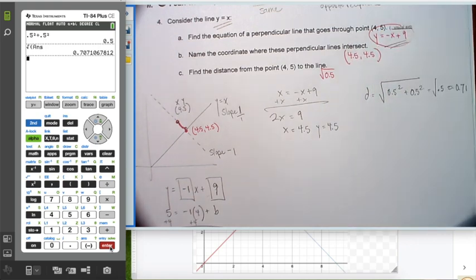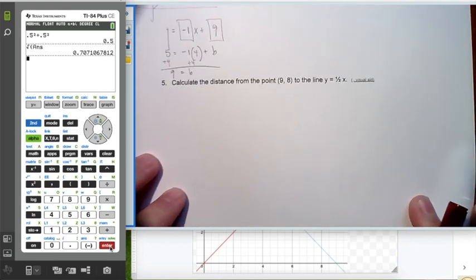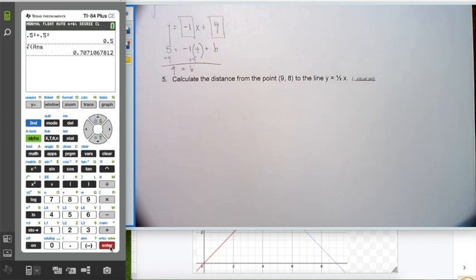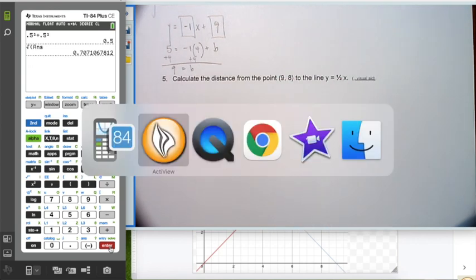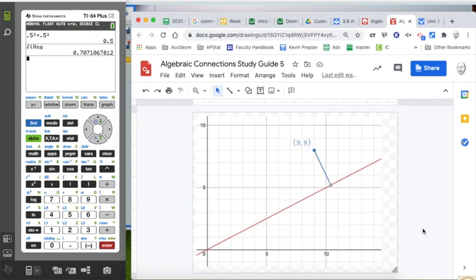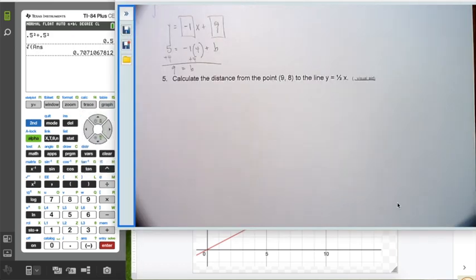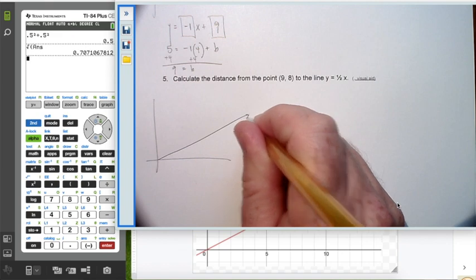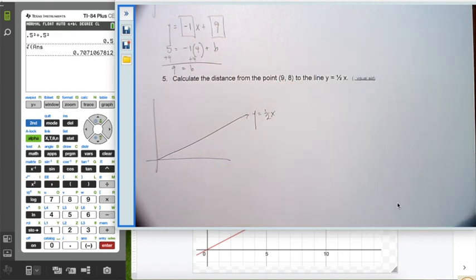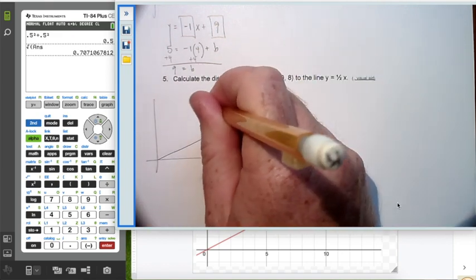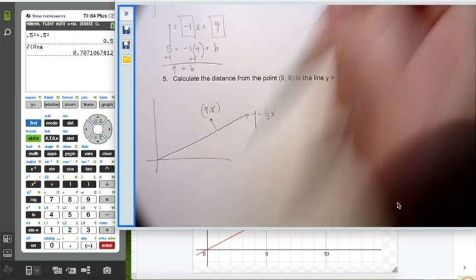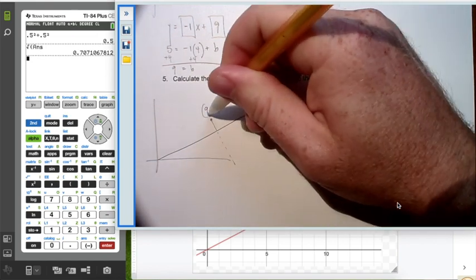All right, now we're going to move on to the second question that's asking the same thing, it just doesn't have all the intermediate steps. Calculate the distance from the point 9, 8 to the line y equals 1/2 x. So that's what we're going to try and do, figure out the length of that blue segment. It's perpendicular, so we're going to need to do all the same steps. We're going to need to find the point of intersection, get the equation, and then calculate the distance. So here's my line y equals 1/2 x. The point 9, 8 lives about there. I'm going to need to find a perpendicular line that it is a part of.